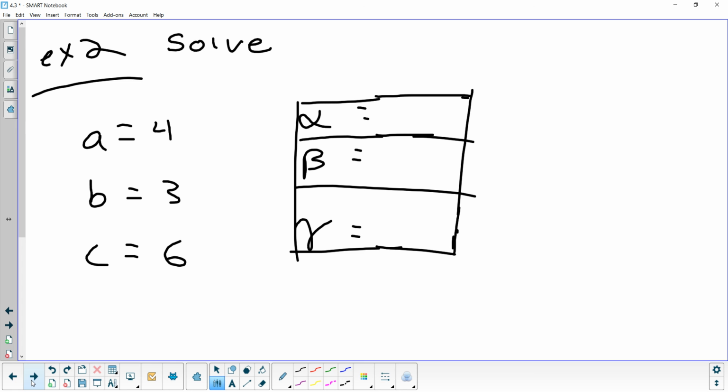Okay. Now, we have all three sides. So which angle do you think I have to find first?